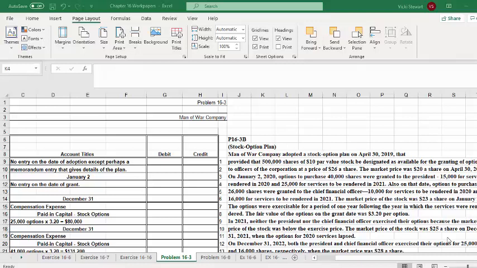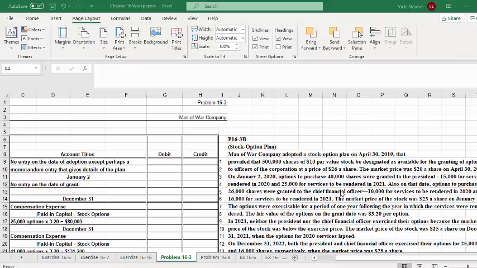The options were exercisable for a period of 1 year following the year in which the services were rendered. The fair value of the options on the grant date was $3.20. So we'll stop there for just a minute and talk about what is required for the recording when you have a stock option plan.